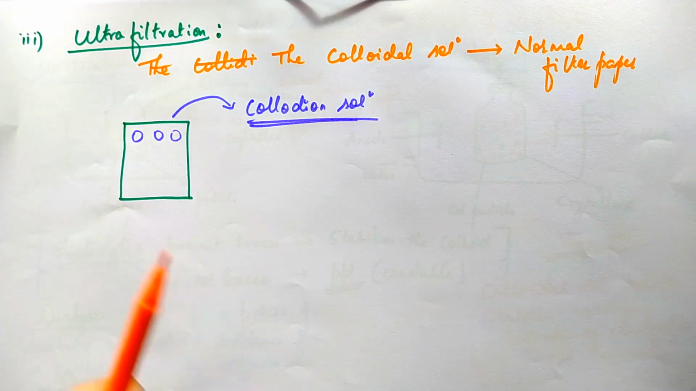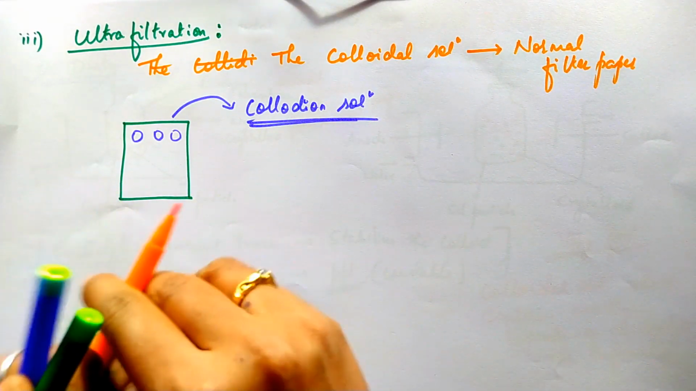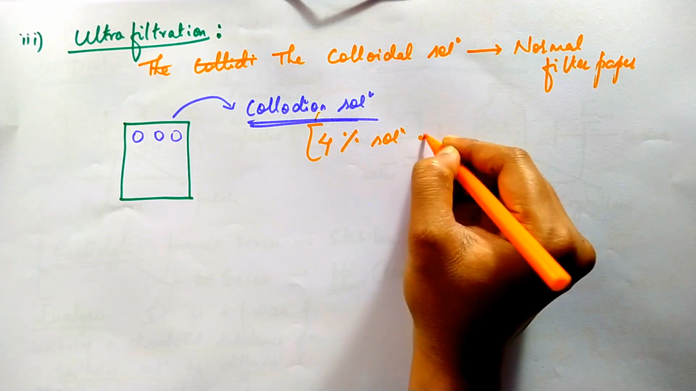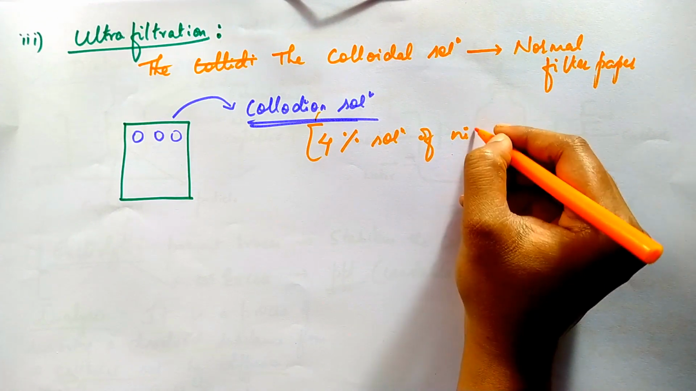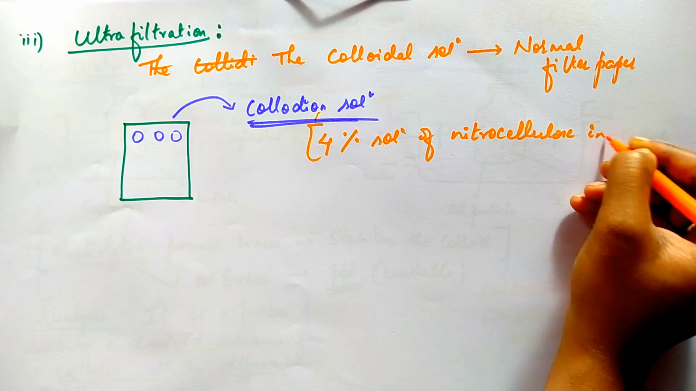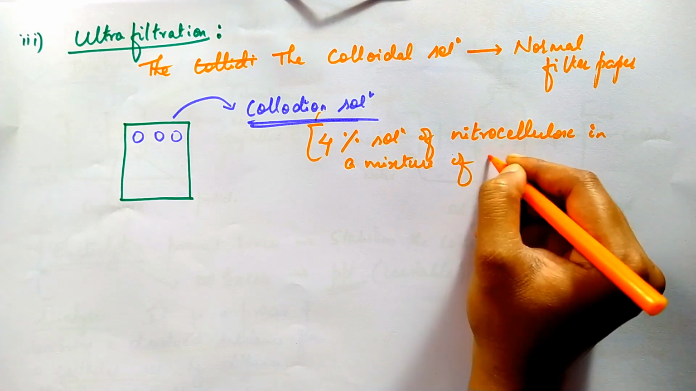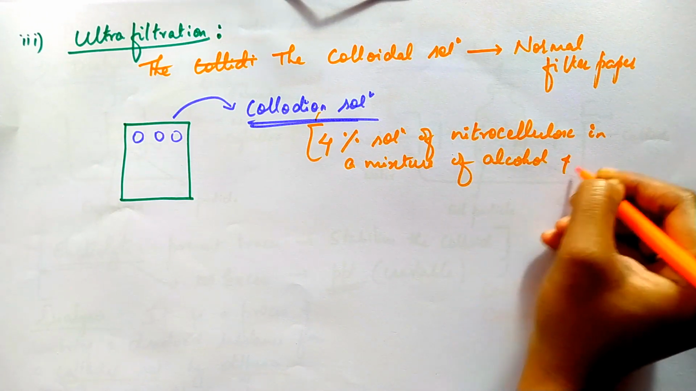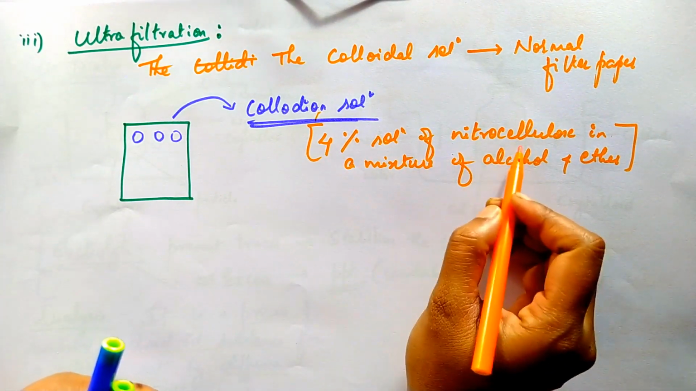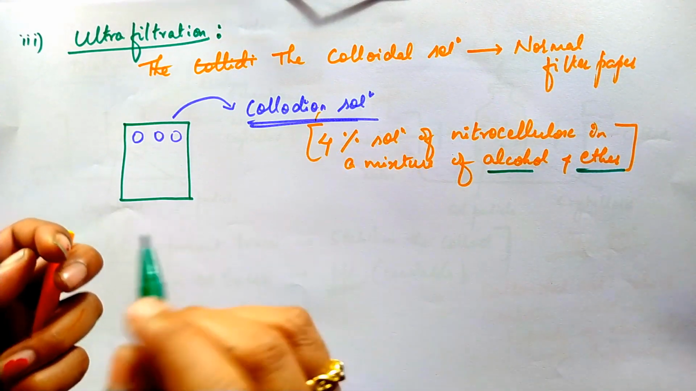Important thing is, what do you mean by this collodion solution? Collodion solution is nothing but a 4% solution of nitrocellulose in a mixture of alcohol and ether. It is a 4% solution of nitrocellulose in a mixture of what? Alcohol and ether is called collodion solution.